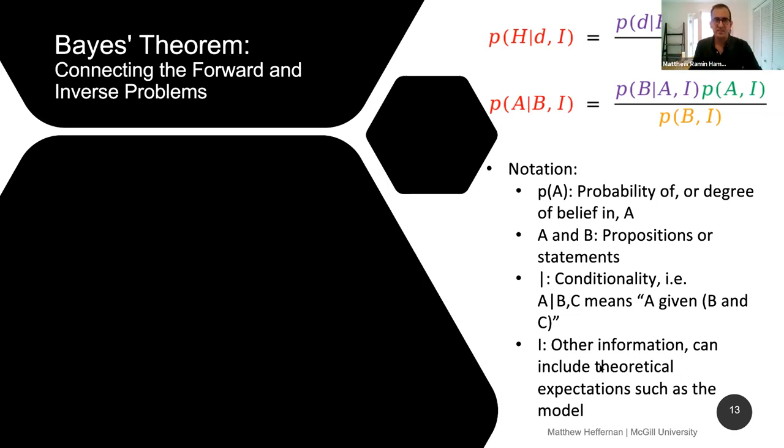And then something important that sometimes is left out of formulations of Bayes' theorem is this I, which represents all the other information that you're using. So this can include your theoretical expectations that go into your prior, which is why it's here in this green one. I'll go into that in more detail. But it also includes things such as your model, which really means that all the things that you're extracting are conditional upon the model that you use, which is sort of a reason to always use the most realistic or best model available to you, because your results are going to be conditional upon that to some extent.